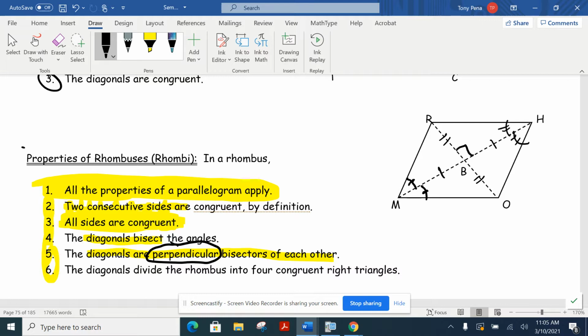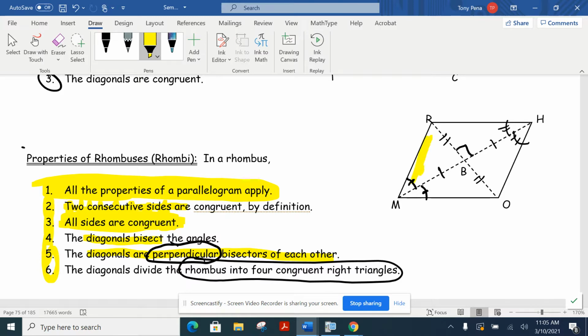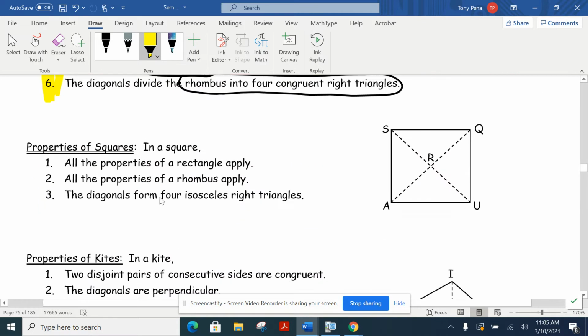And then 6, the diagonals divide the rhombus into 4 congruent right triangles. So what that means is if we look at these triangles in here, so here's one triangle, here's another triangle. I'll leave the other 2 white. Well, all 4 of these triangles, the 2 yellow ones and the 2 white ones, those are congruent. So same length, same angles, same area, all that good stuff. All right. We're going to stop right there before we add even more with a square.